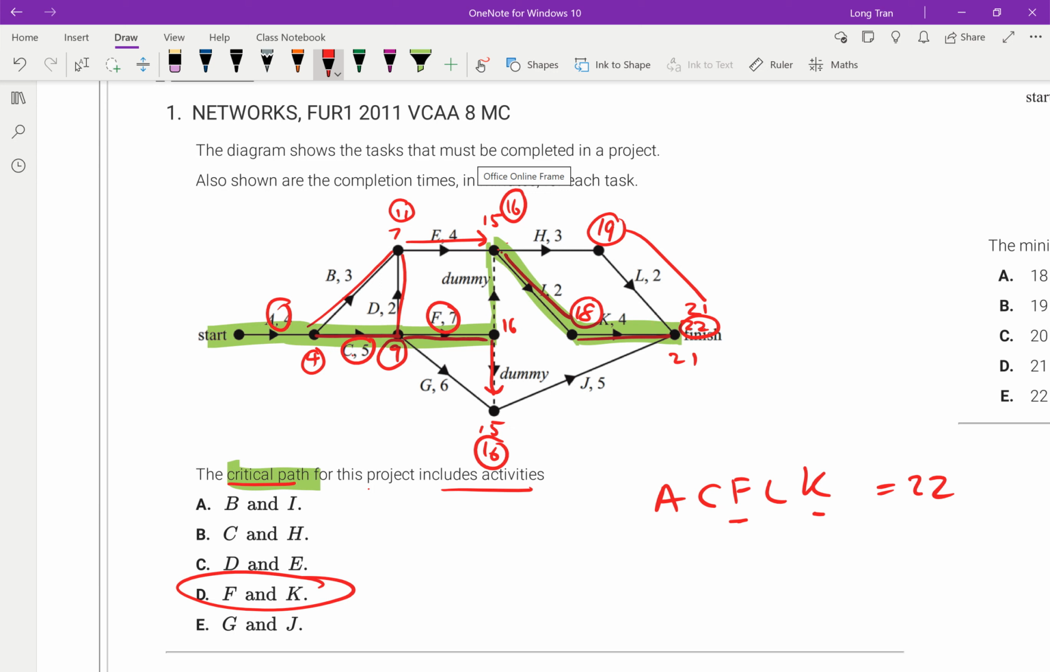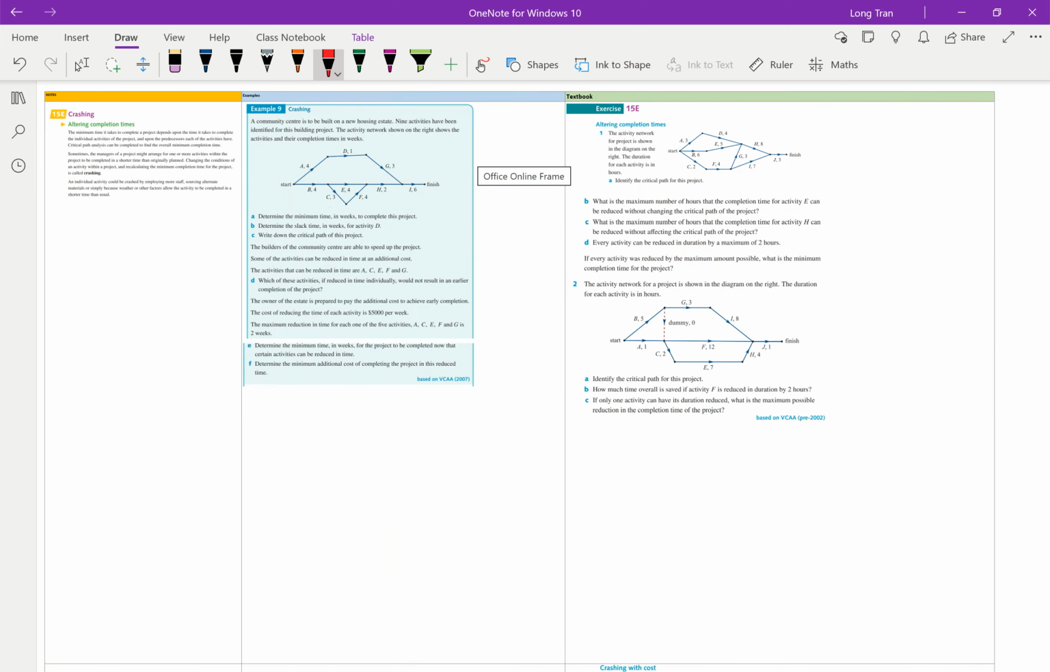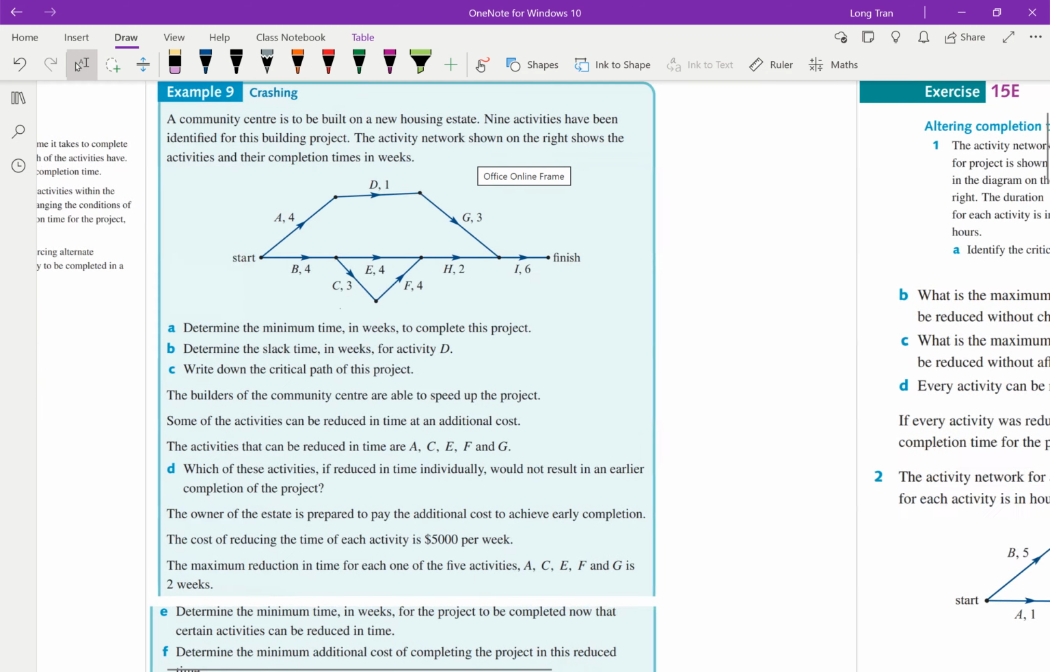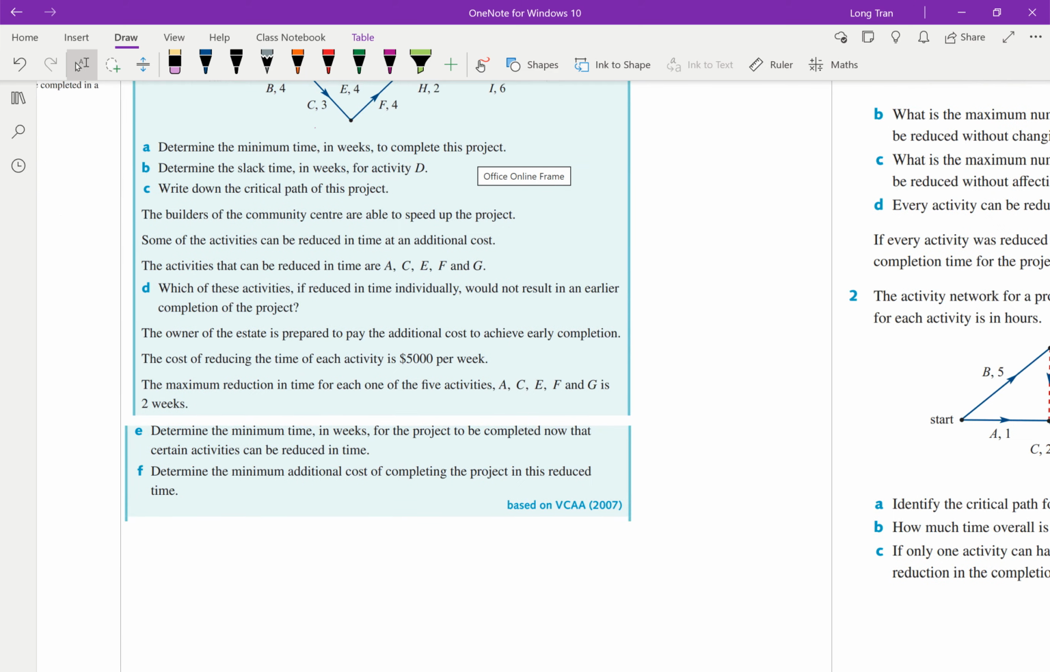It's much quicker, but it also identifies if I were to do crashing, which is this next exercise, what would I do to change so that the overall can be reduced? This is the pathway that I would need to reduce. Okay? All right. Let's do crashing now. Let's do crashing. So, exercise 15E, this is your last dot point of everything that you need to know. I will make more videos of this, but let's do the example they've got for your exercise.